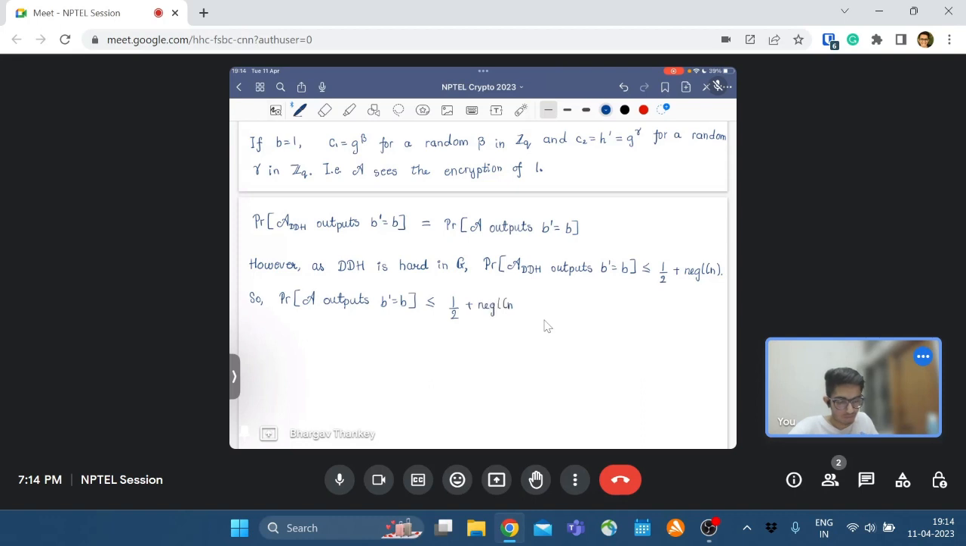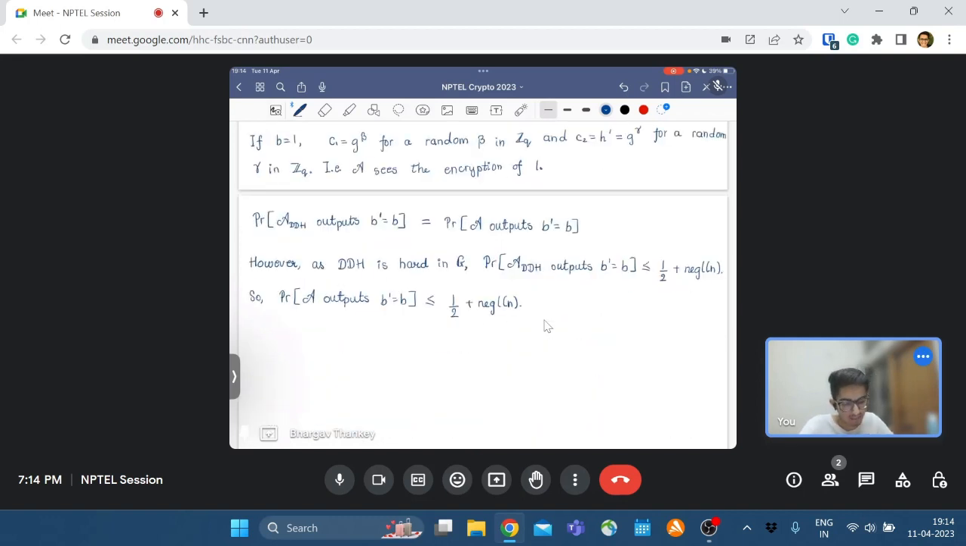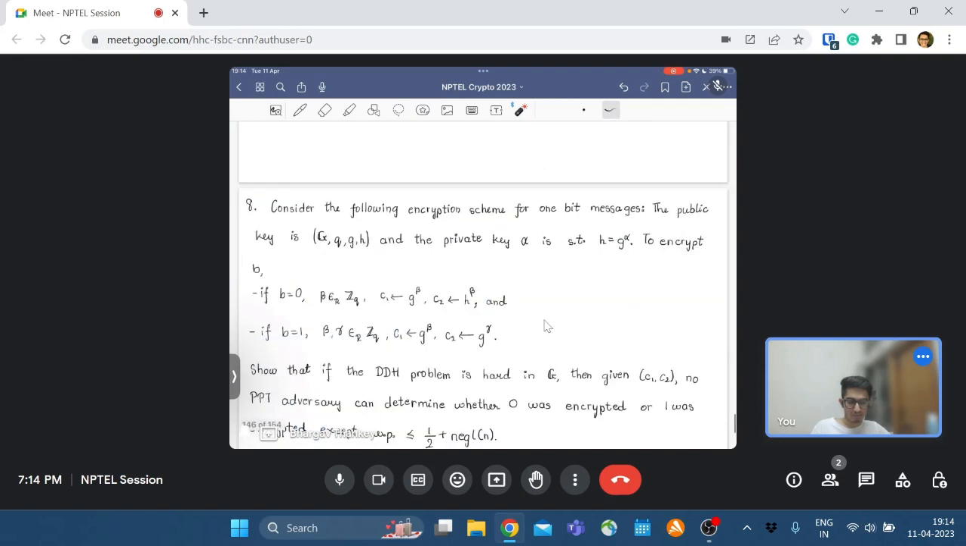So we wanted to prove that no PPT adversary can determine whether 0 was encrypted or 1 was encrypted with probability any more than half plus negligible, which is what we have done, because this is exactly the event in which A correctly guesses which bit was encrypted, 0 or 1. So this solves this problem. Let's look at the next one.